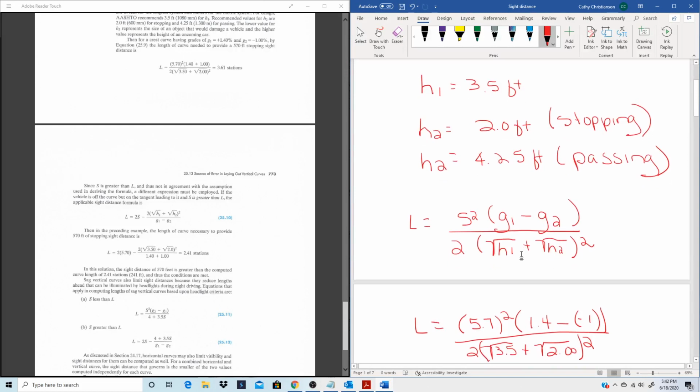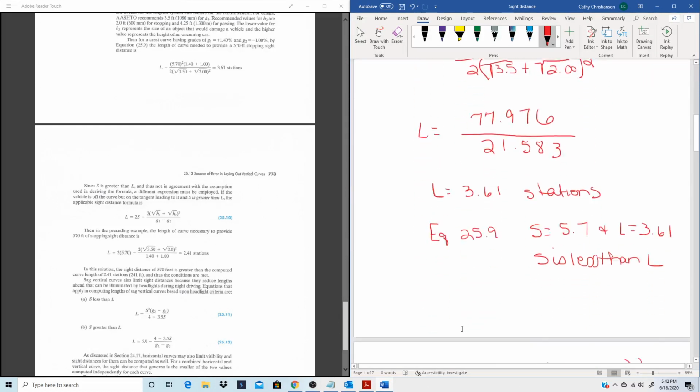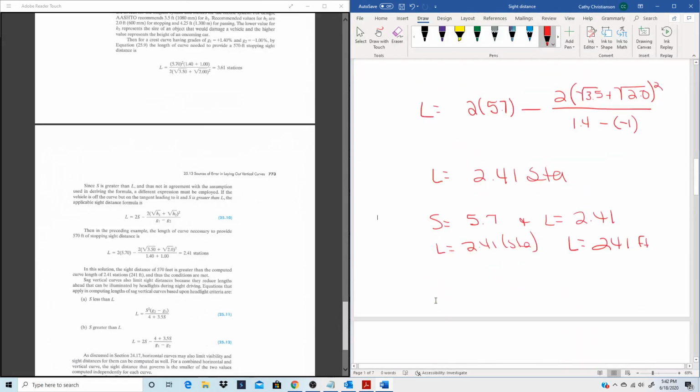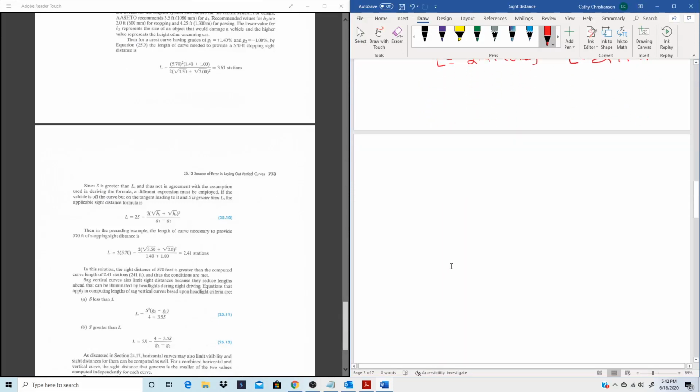And the next one, I'm going to scroll down, is for a sag. Alright, so a sag's when it's coming down. A sag vertical curve also limits sight distance because they reduce lengths ahead that can be illuminated by headlights. So during night driving, there are equations that we're going to apply in computing the lengths of a sag curve based on headlight criteria.